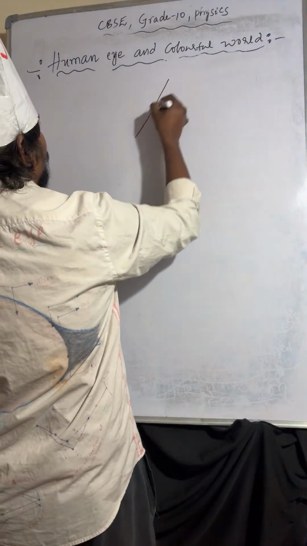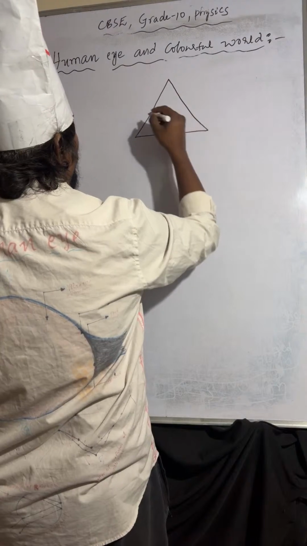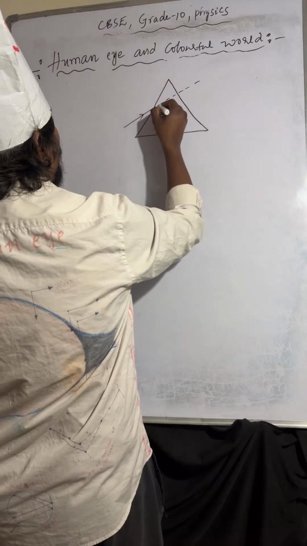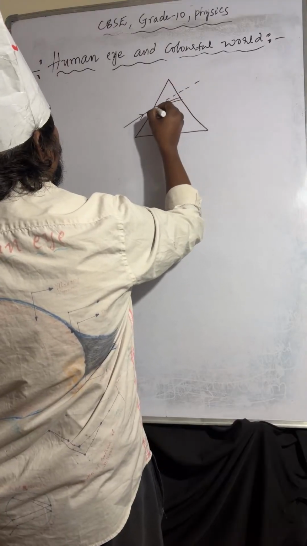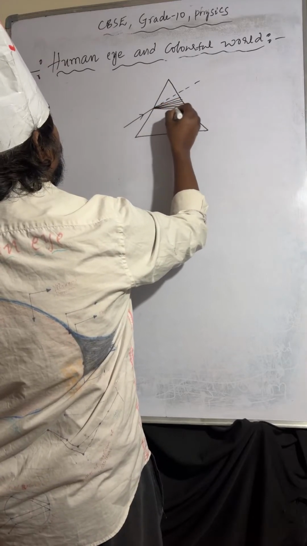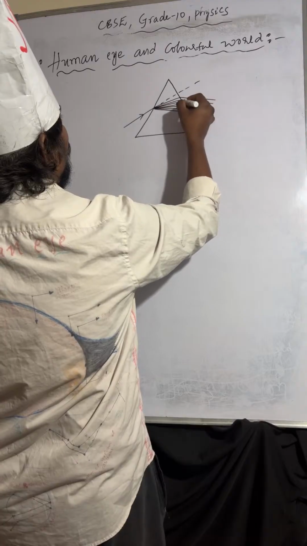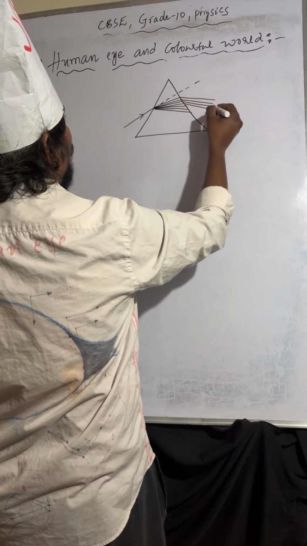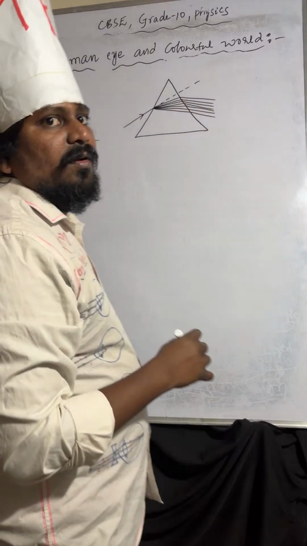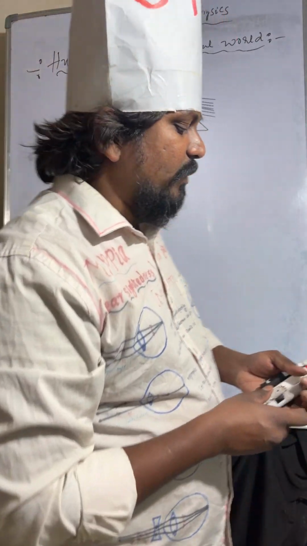So this is a prism. Light ray is passing through the prism. After refraction, you can observe 1, 2, 3, 4, 5, 6, 7. Those are violet, indigo, blue, green, yellow, orange, red. VIBGYOR.